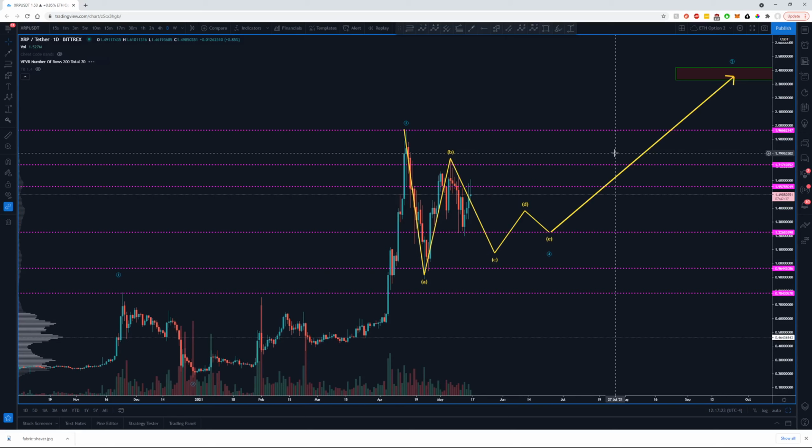So that's my final prediction, but what are your thoughts on Ripple or XRP? Are you personally long or looking for a trade in it, or do you think it's going to go downwards?